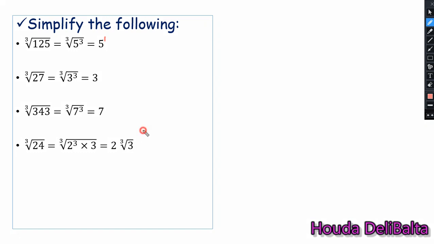Similarly, if I have a cube root of 2 to the power 6 times 3, 2 to the power 6 will be carried out as 2 squared, because I can divide 6 by 3, and 3 is kept inside the cubic root, and here there is a multiplication between them. So it is 2 squared, which is 4, times cube root of 3. So notice I try to write the power inside this zone here.